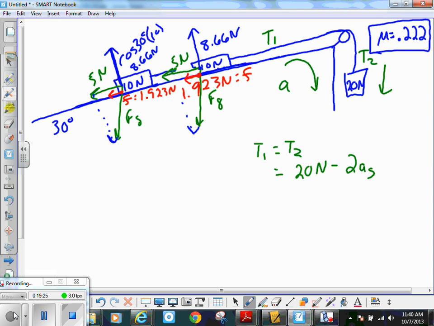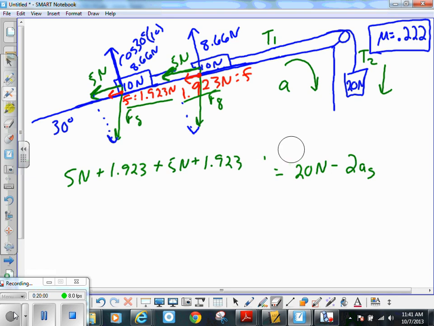So T1 then, I can say, I'm going to start way over here, 5 newtons, that's this, right, the part of gravity down the ramp, plus friction, which right here is 1.923. Go to the next mass, plus 5 newtons again, plus friction again, plus 1.923. Kind of went off the map there a little bit.